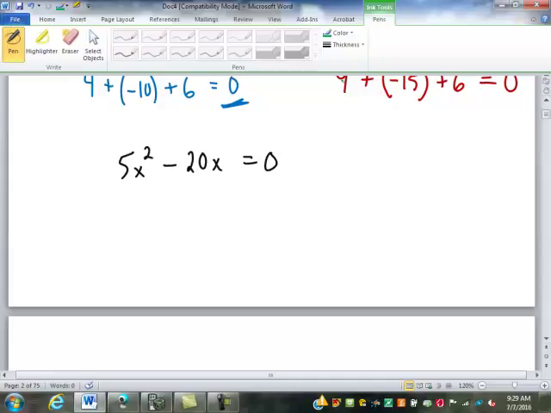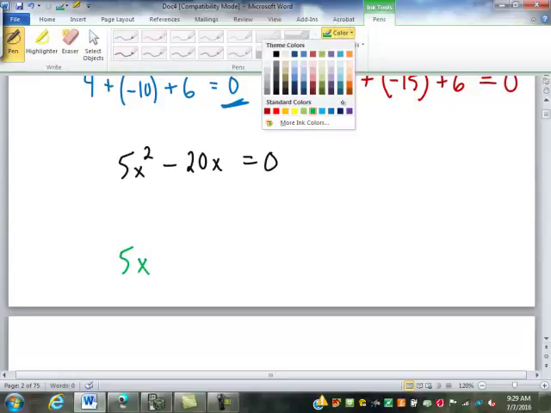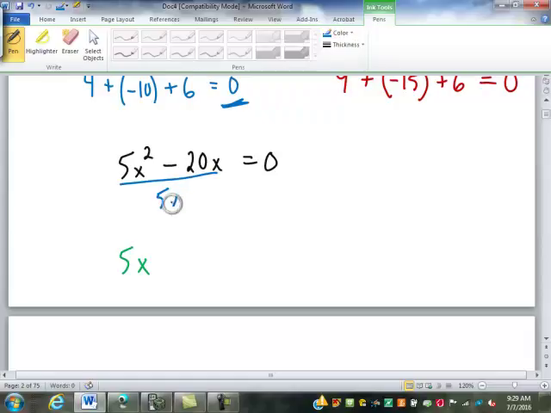So 5x squared minus 20x equals 0. On the left side here, there is a common factor of 5x. So I can factor this using just a greatest common factor. So 5x squared divided by 5x is x. 5 divided by 5 is 1. x squared divided by x is just x. So 1x or just x. How about negative 20x divided by 5x? It's just a negative 4. And of course that still equals 0.